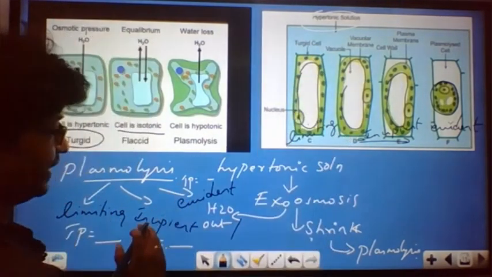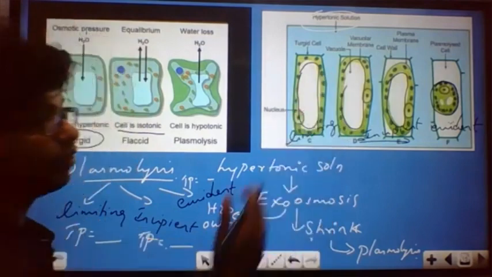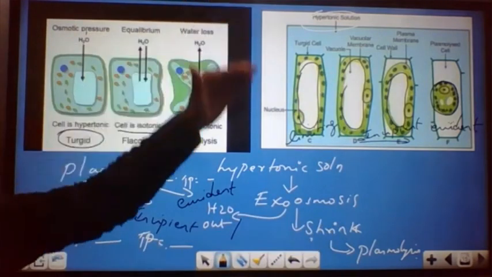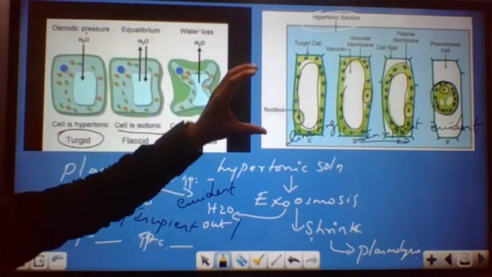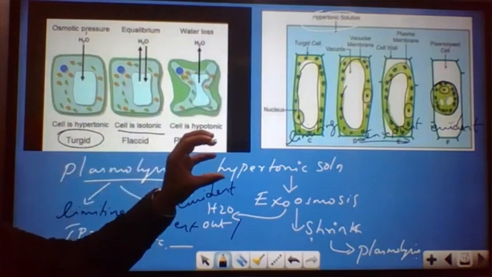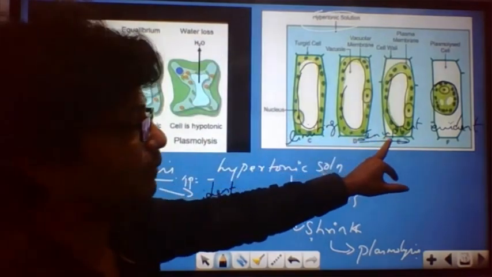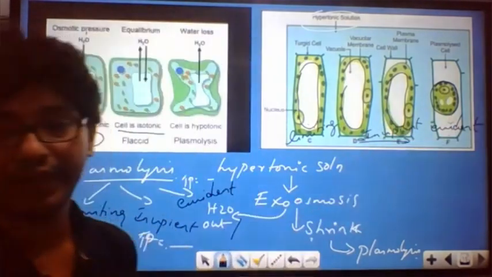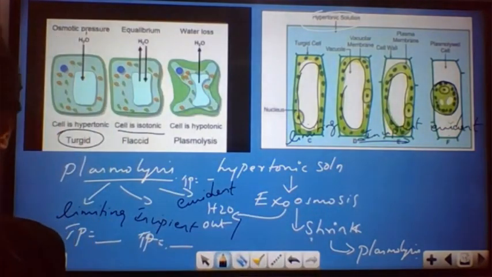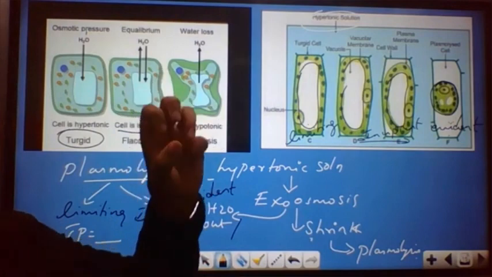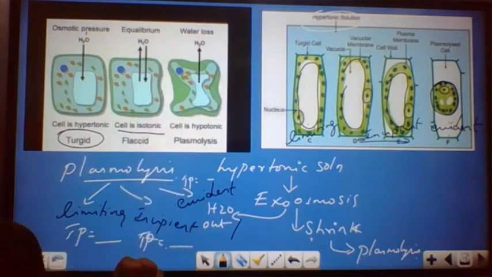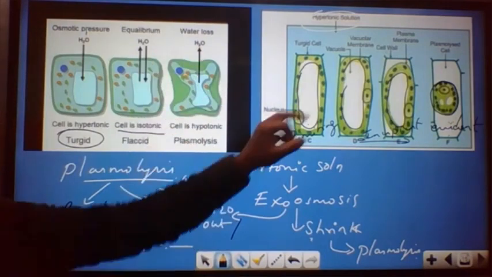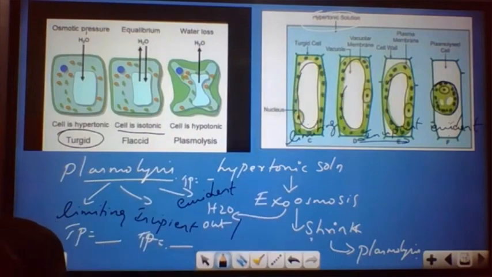Incipient is the initial stage, where slightly from the cell wall, the protoplasm and the vacuole will start reducing in size. This is called incipient. But at the last stage, evident plasmolysis, the vacuole has completely reduced. So this we call a plasmolyzed cell.